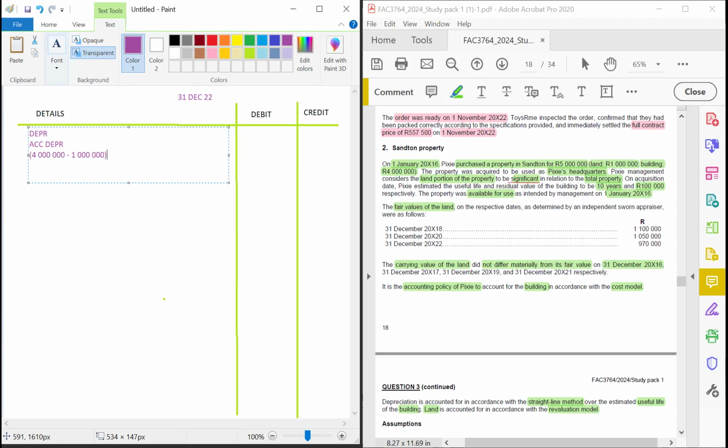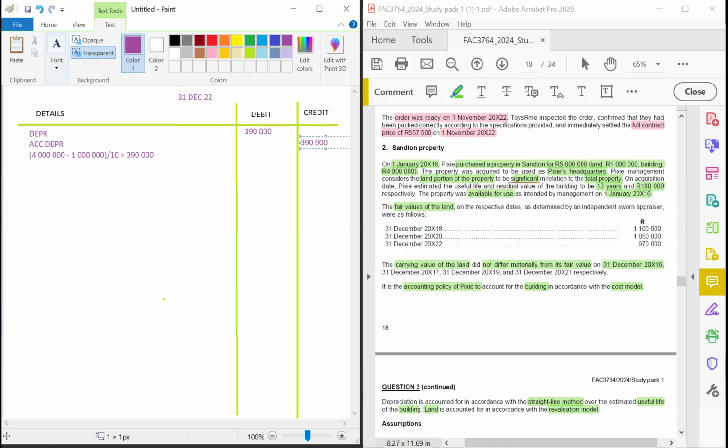I am going to divide by the useful life of 10 years, right? After I do that, I am going to have an amount of 390,000. So this 390,000 is going to be my depreciation amount. So I'm going to debit my depreciation. Why am I debiting depreciation? Because depreciation is an expense. Expense increases on the debit side. So that's why I'm doing that. The contra account will take the opposite side.